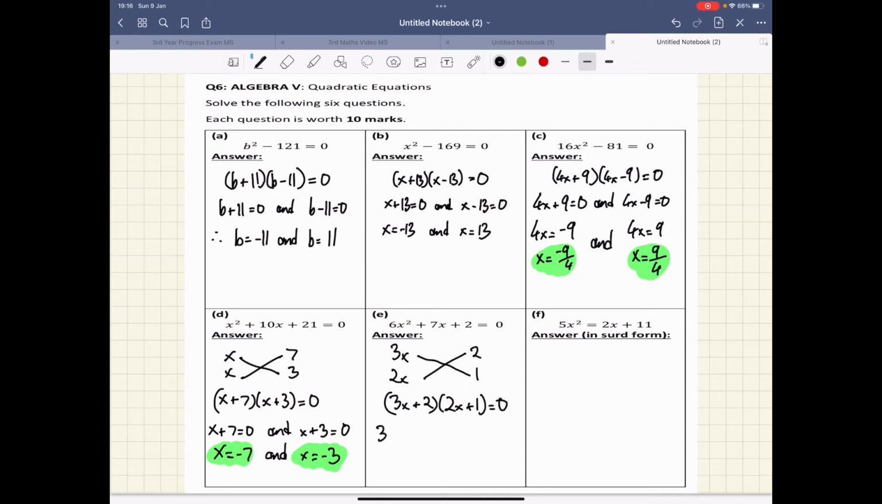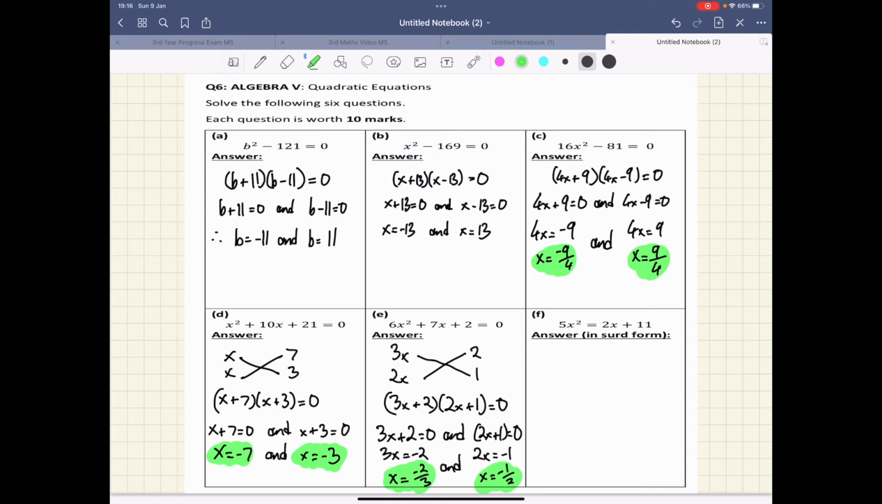So I get 3x plus 2, 2x plus 1 is equal to 0. That's the same as saying 3x plus 2 is equal to 0, and 2x plus 1 is equal to 0. Manipulate that, you get 3x is equal to minus 2, x is equal to minus 2 over 3, and 2x is equal to minus 1, x is equal to minus 1 over 2. All right, so there's your two answers there.